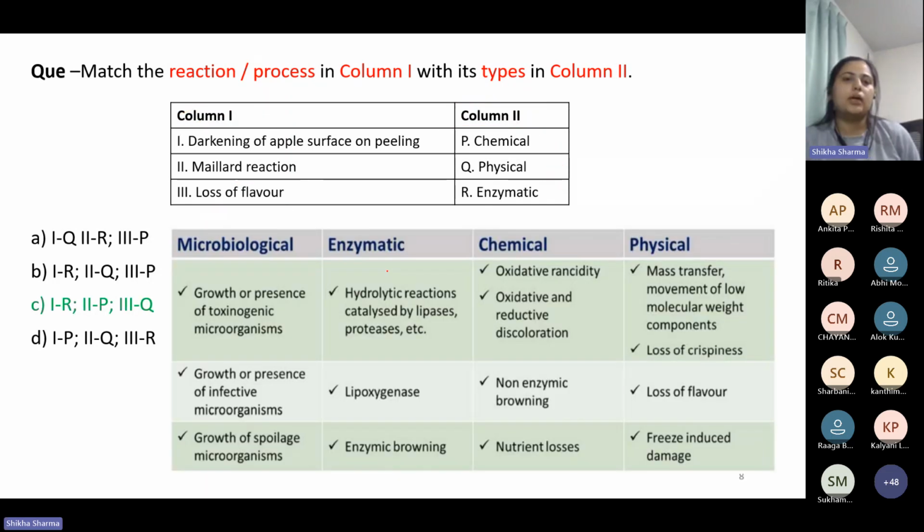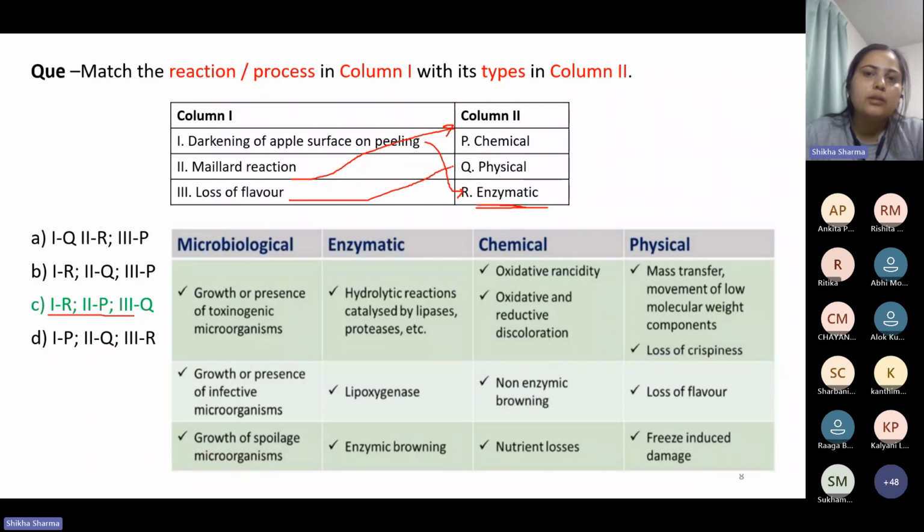So let's try to understand what is happening. Option C is correct, which says that the darkening of the apple surface is related to the enzymatic process or the enzymatic changes. The Maillard reaction is related to the chemical type, and loss of flavor is the physical one. So what happens?